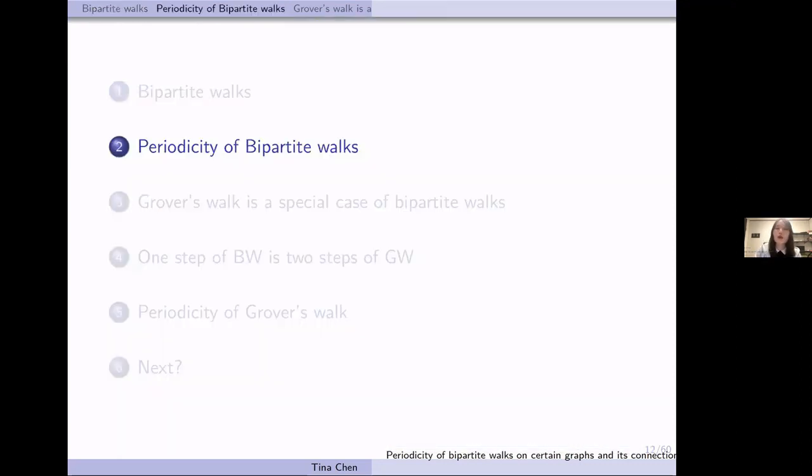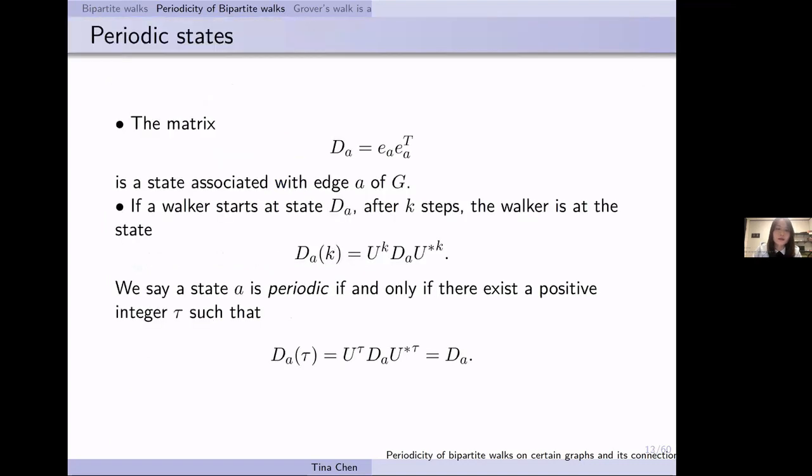Okay, so now we're going to move on to the periodicity of bipartite walks. In our case, we use e_a transpose to be our state, where this e_a is just the standard basis, so you have 1 in the a-th entry and 0 otherwise. So you can see this e_a is associated with an edge of your bipartite graph. And actually this definition suits us perfectly, because remember the rows and columns of your transition matrix are indexed by the edges of your graph. And we say if a walker starts at the state e_a, then after k steps, the walker will be in the state U^k e_a.